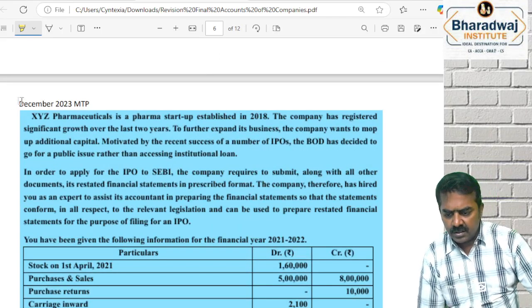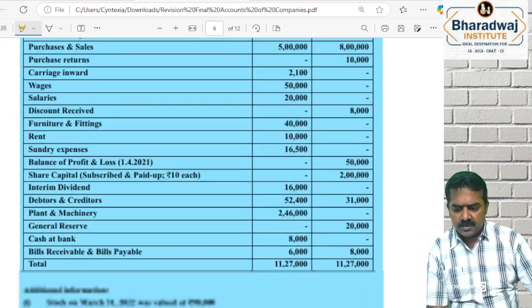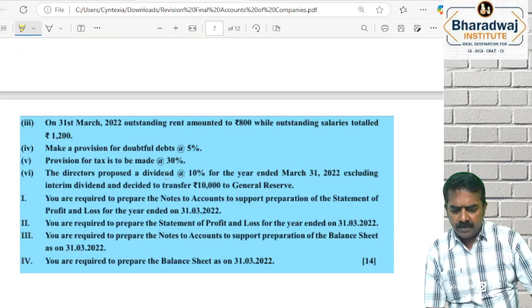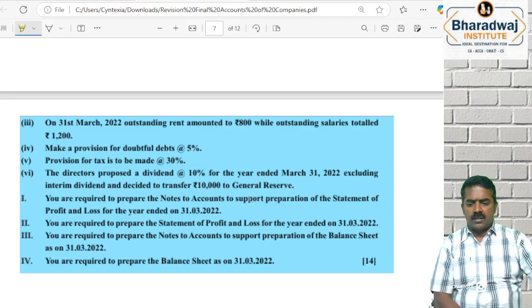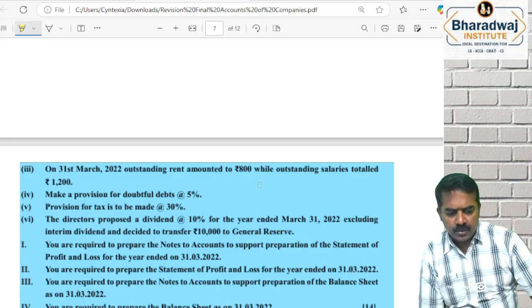Next, we will try this December 2023 model test paper. Okay. You have to prepare the P&L account, prepare notes to accounts, and prepare which one? Balance sheet. Notes to accounts is nothing but the working notes.